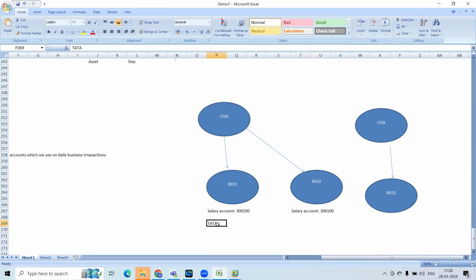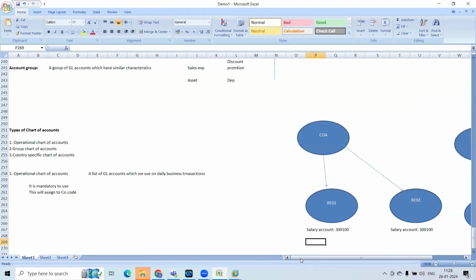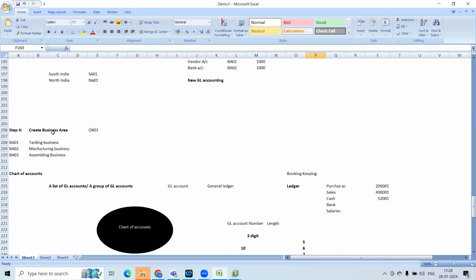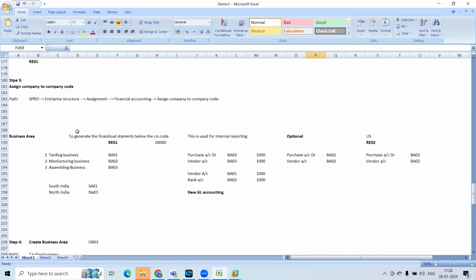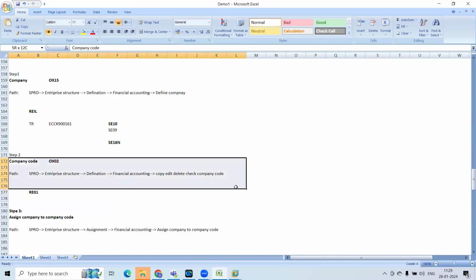Bangalore, Mumbai, Chennai, Hyderabad, I will tell you. You are going the wrong way. I told you, strictly, business area is below company code. To generate financial statements below company code, it's optional. They can use it across multiple company codes. I'm talking about this company code RE01.